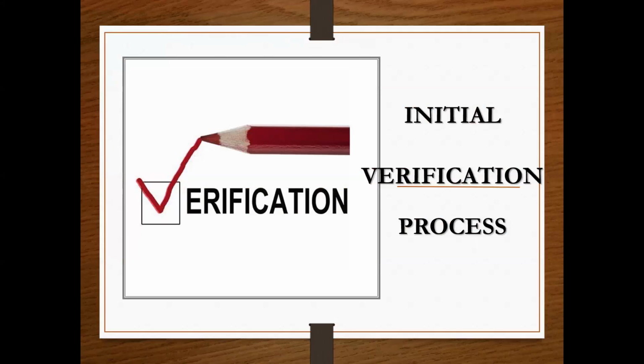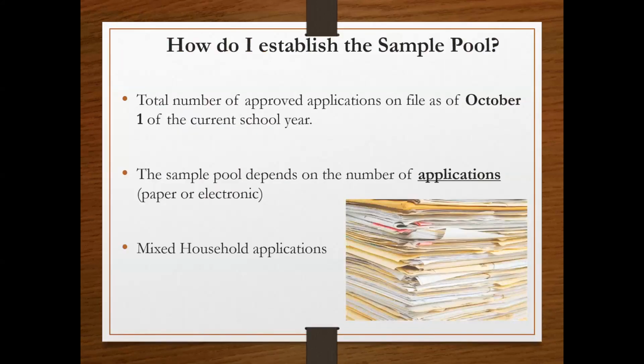All right, so we've gone over the dates. Let's talk about the initial verification process. The very first step of verification is establishing the sample pool. The sample pool uses the total number of approved applications on file as of October 1st of the current year. LEAs may choose not to count applications for students in split session kindergarten programs participating in the special milk program when determining your verification sample pool.